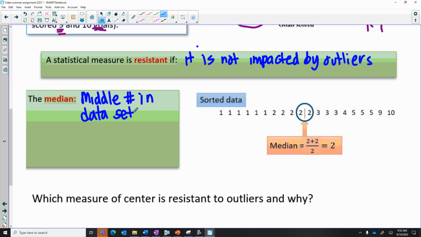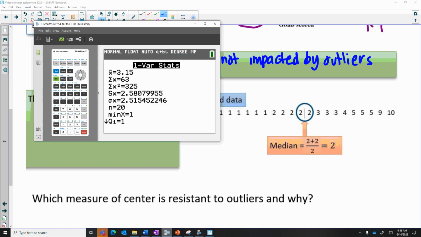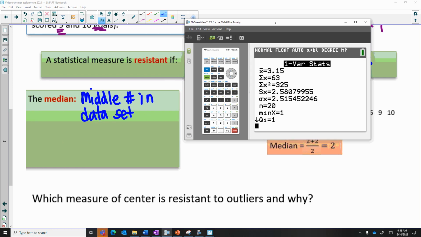The median is the middle number in the data set. Do you think that the median is going to be impacted by those outliers? I'm hoping you're going to say no. So I'm going to show you how to find the median now. The old median actually is right on your computer screen after the mean.